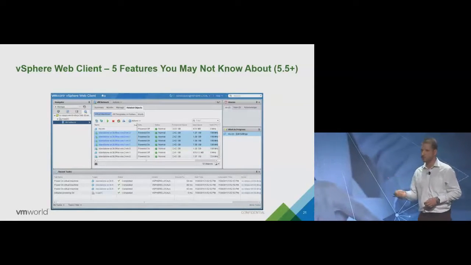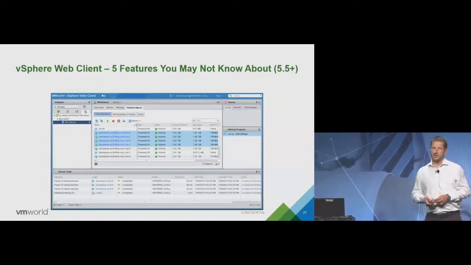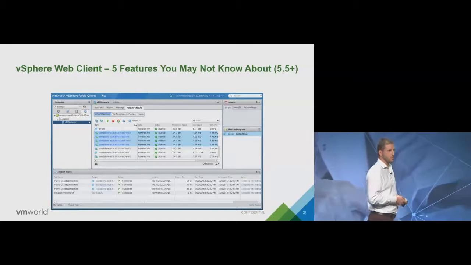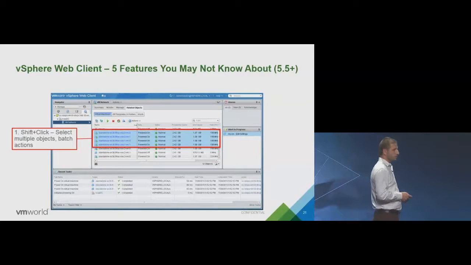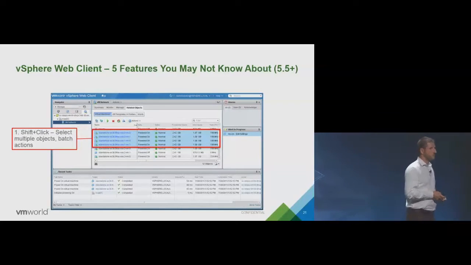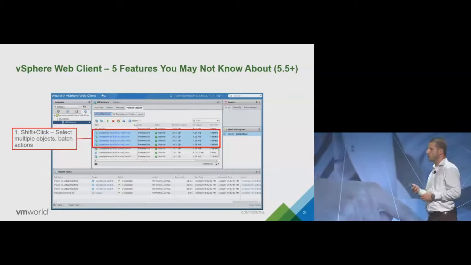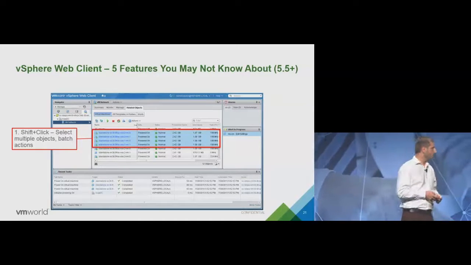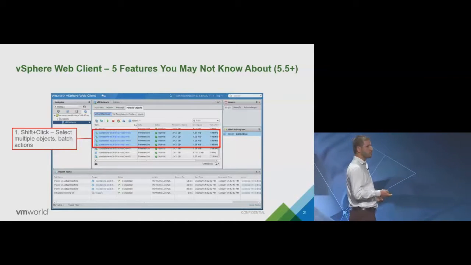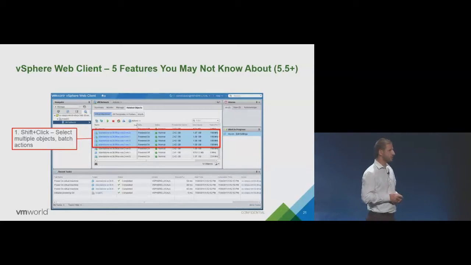I mean, this is not new stuff, but we figured out that a lot of those features are not familiar to you. You don't know about them. So I'm not sure how many of you actually know that you can do batch operations on objects in the vSphere web client. Not all the actions are available in batch, but the most important ones, such as in this case, powering off multiple virtual machines, is available. You go shift-click, select multiple virtual machines, and you execute the action. This is the first feature that I would like to highlight.